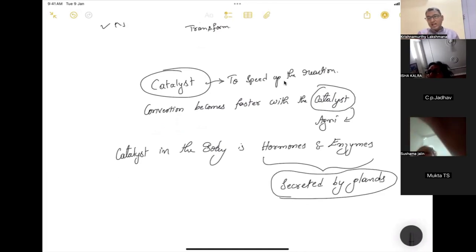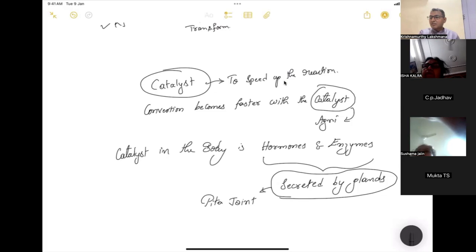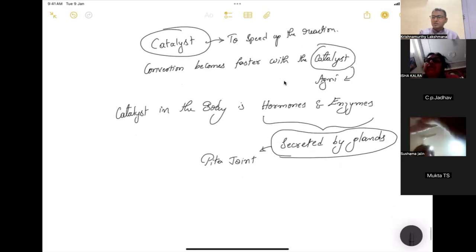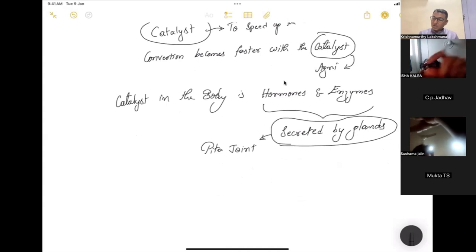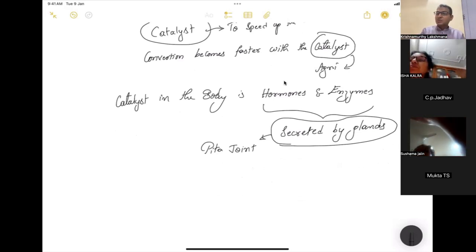So these glands are plotted on the Pitta joint. Clear? Everybody is clear? Why are glands plotted on the Pitta joint? Now, which gland is to be associated with which finger's Pitta joint? That is something which is to be understood.